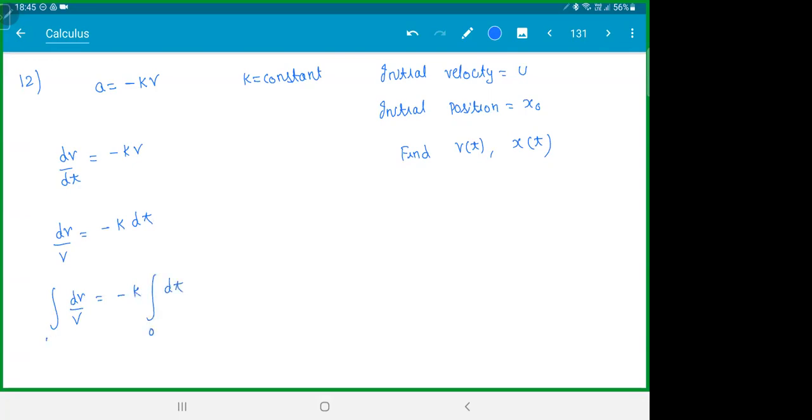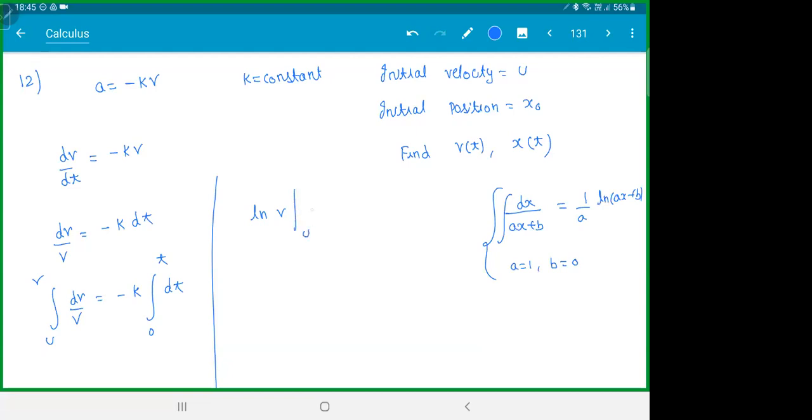When time is 0, your velocity is u. When time is t, your velocity is v. The integration of dv by v is ln v. In case you forgot, you can go back and check the formula: the integration of dx by ax plus b was 1 by a ln ax plus b. In our scenario here, a is equal to 1 and b is equal to 0. Limits u to v is equal to minus k times the limits from 0 to t. So this will be ln v minus ln u is equal to minus kt. Ln a minus ln b is ln v by u.